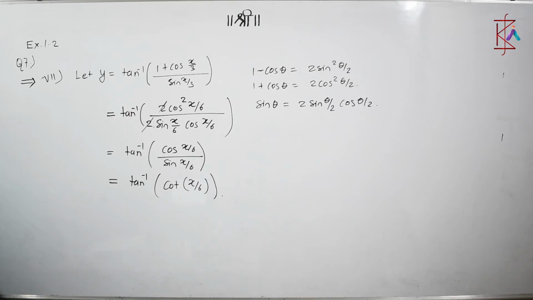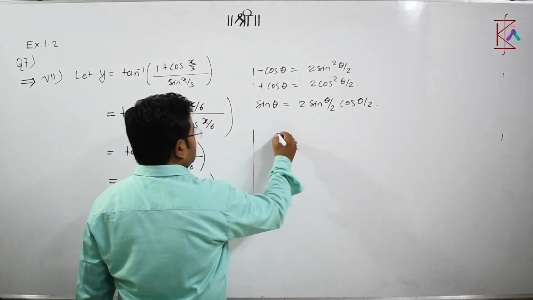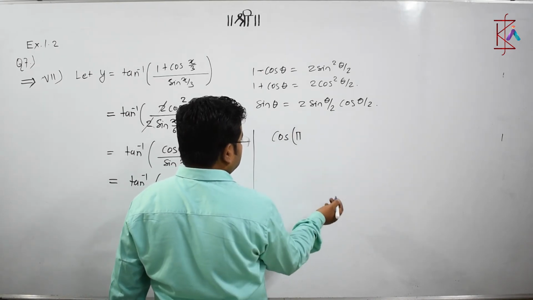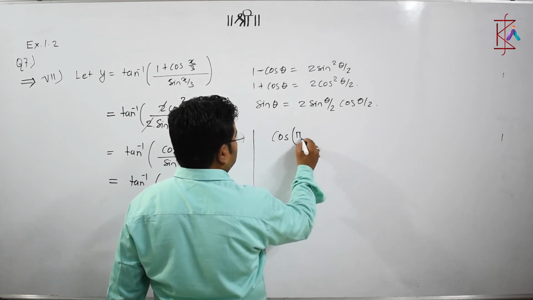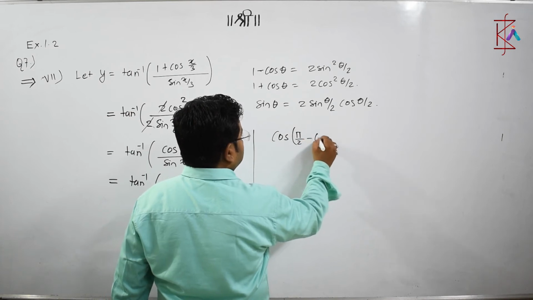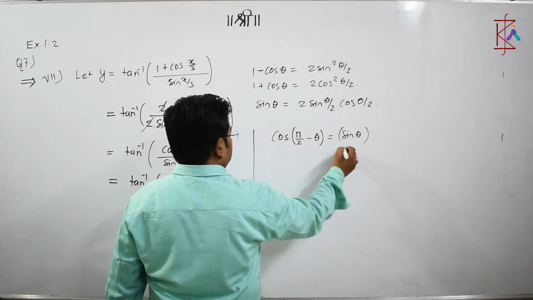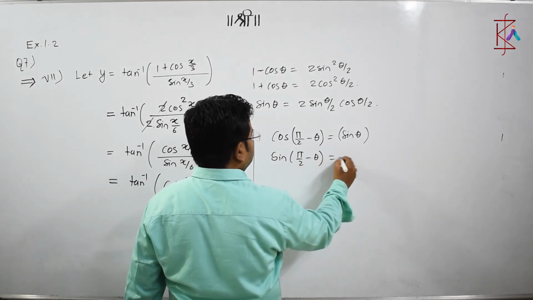Now how to cancel this cot and tan inverse? For removing this cot and tan inverse we require another parameter. Again, whenever that formula comes into the picture, what is that? Cos pi by 2 minus theta is equal to sin theta. That is one formula, and sin pi by 2 minus theta is equal to cos theta.